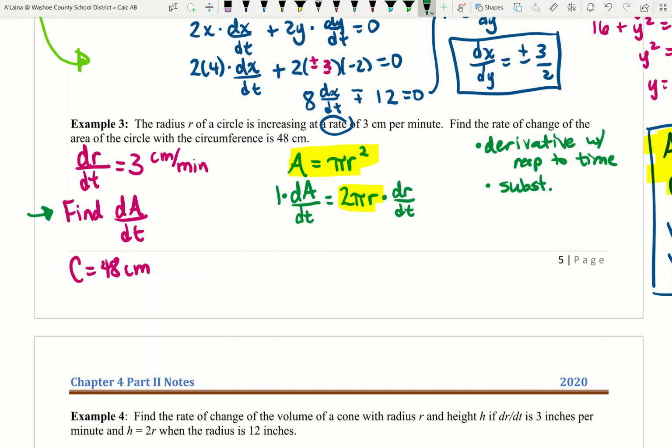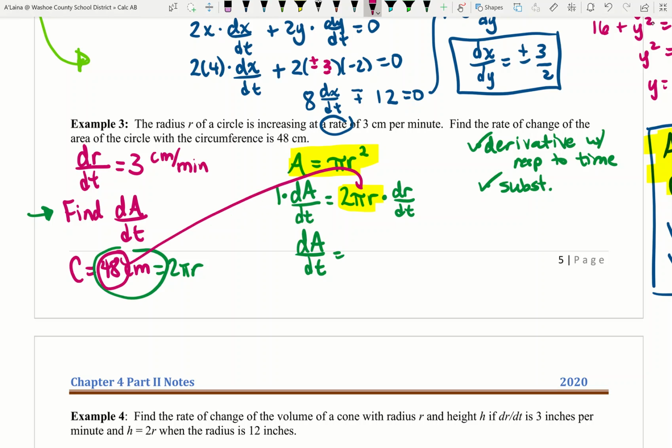Okay, so moving on to the next step, I've done the derivative. So now I'm going to use substitution. dA over dt is what I'm trying to find. So that will remain my unknown quantity. 2 times pi. Oh, wait a minute. I don't know what r is, but I don't need to, because remember, this 2 pi r is the circumference. So I can take our 48 centimeters and substitute it in for 2 pi r. And then this gets multiplied by dr over dt, which is 3. And so dA over dt is 144 units.